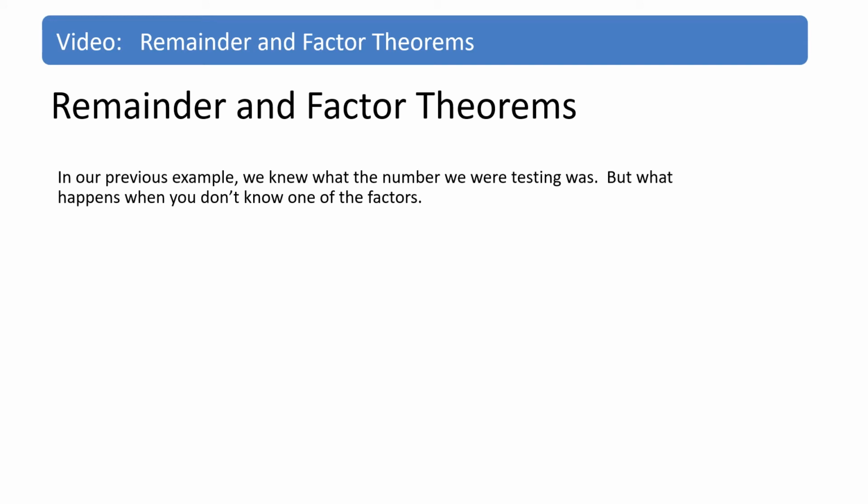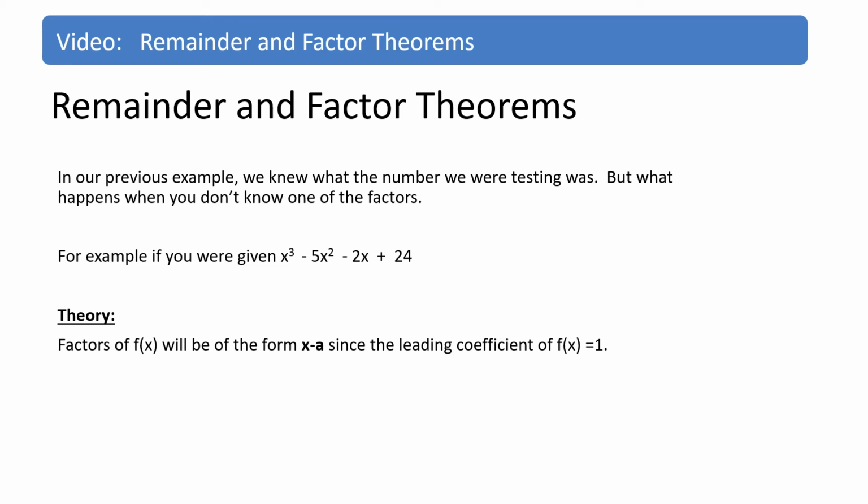In our previous example, we knew what the number we were testing was. But what happens when you don't know one of the factors? For example, if you were given x cubed minus 5x squared minus 2x plus 24, what would the factors be?